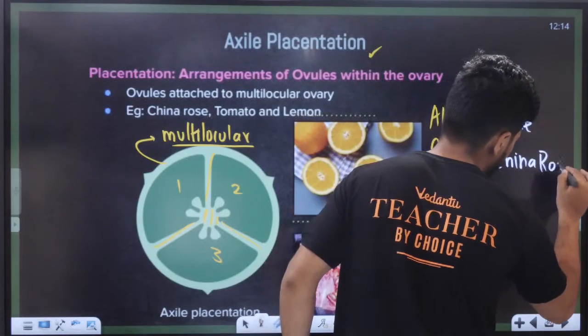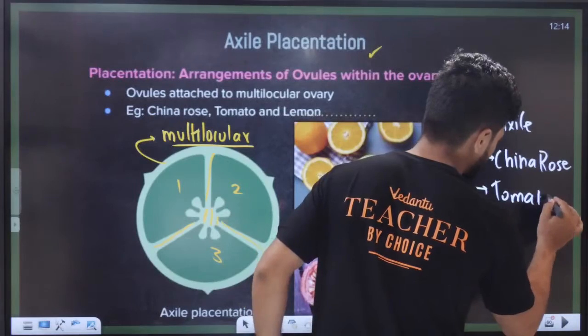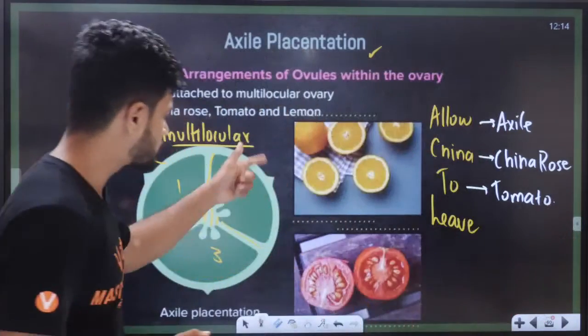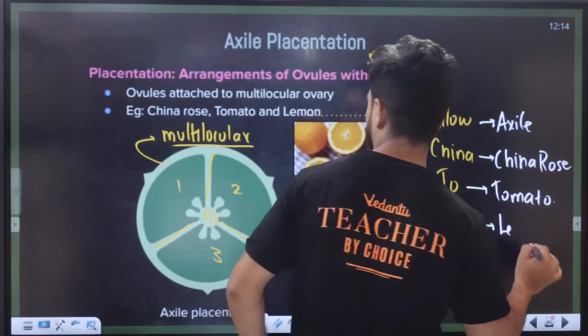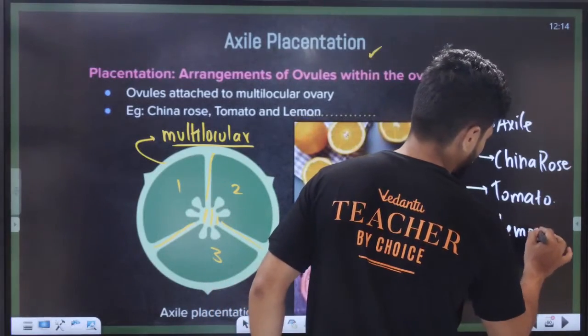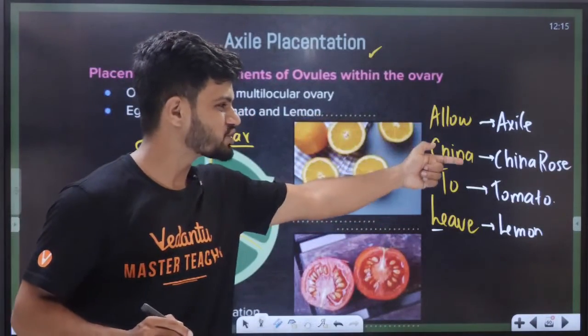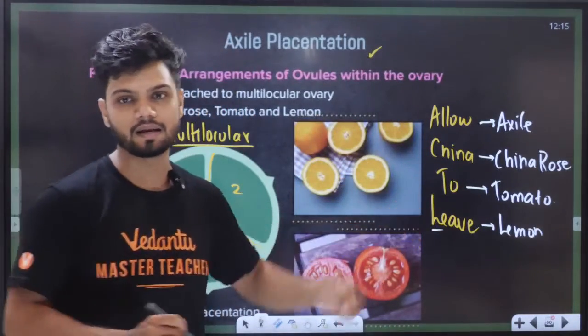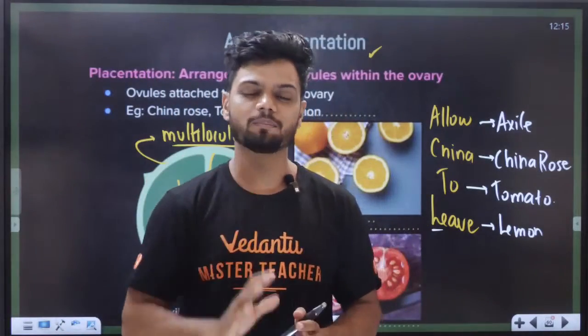T stands for tomato. The diagram was not given. I was finding the diagram of China rose, but it's not given. L stands for lemon. It is Allow China to leave. Axial placentation: China rose, tomato, and lemon. So that is a small trick for axial placentation.